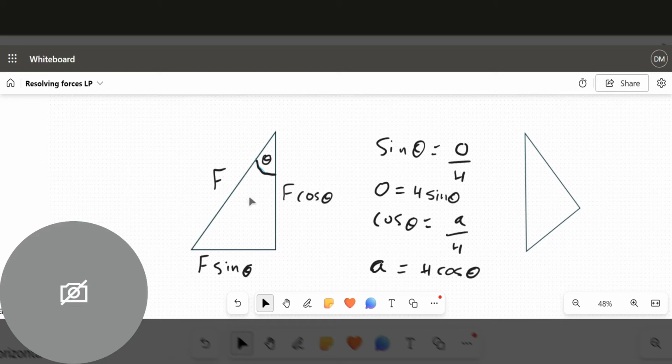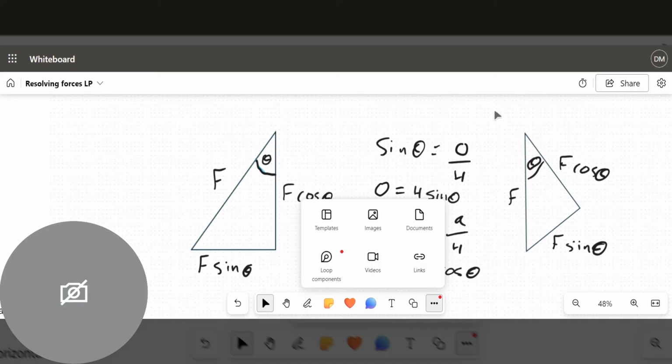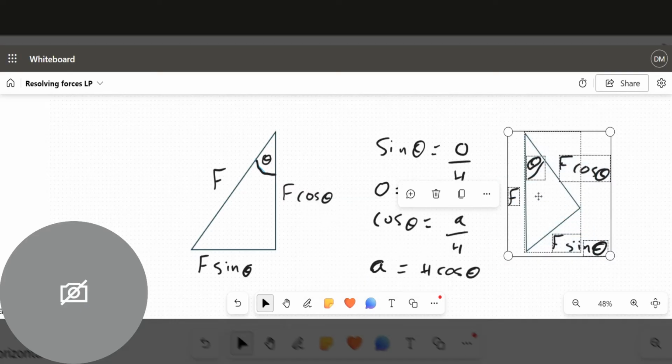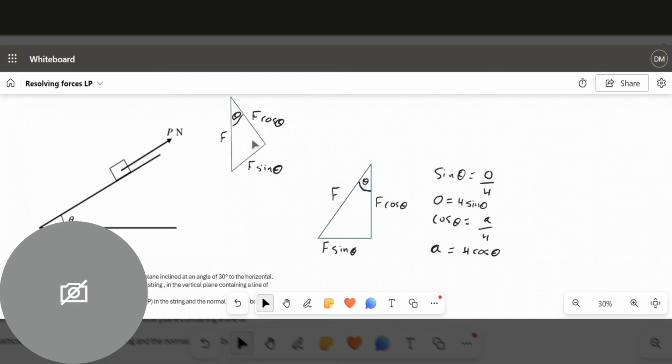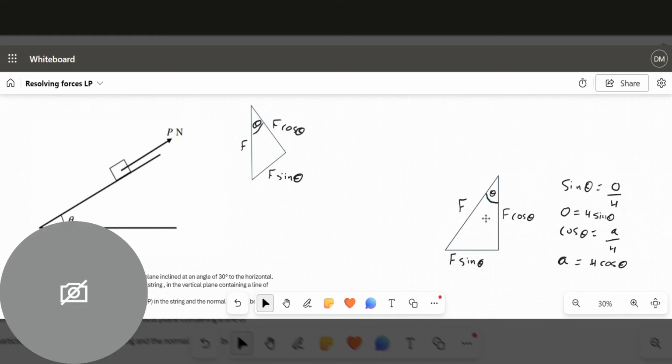And now if we rotate that, we're going to tilt this triangle. We're just going to tilt it to be this one, so actually this is now our theta, and all we've done is tilt it. So this is our F, this is our F cos theta, and this is our F sin theta. So this triangle is the important one. Let's see if we can select that. We're going to bring that over here. We don't need that for the moment.